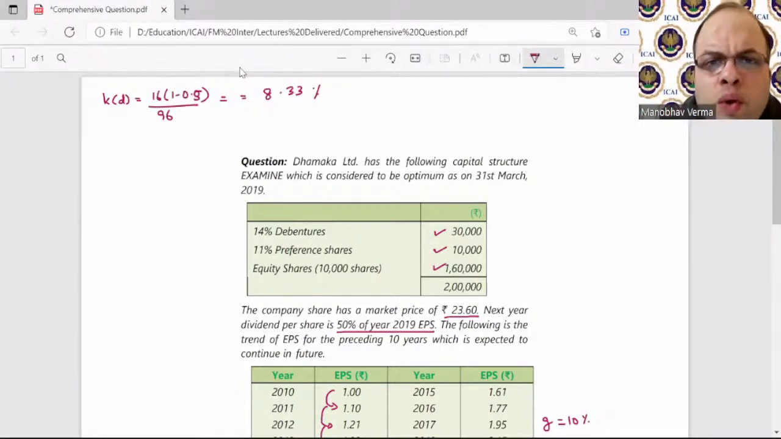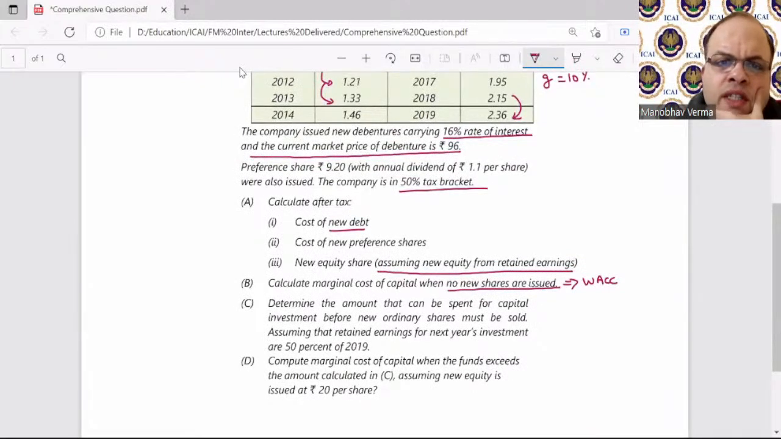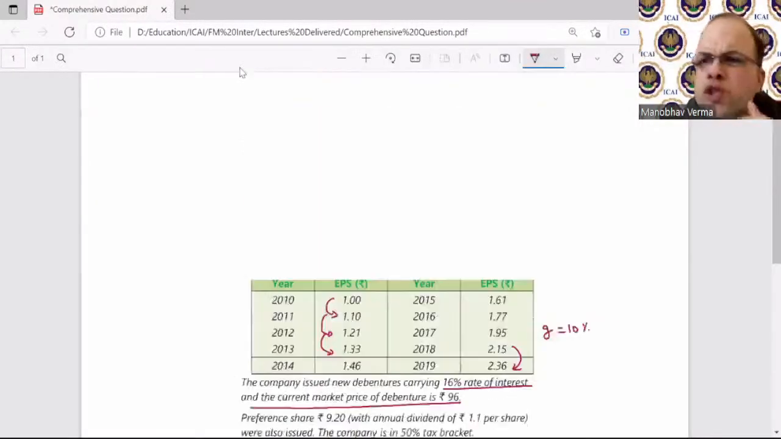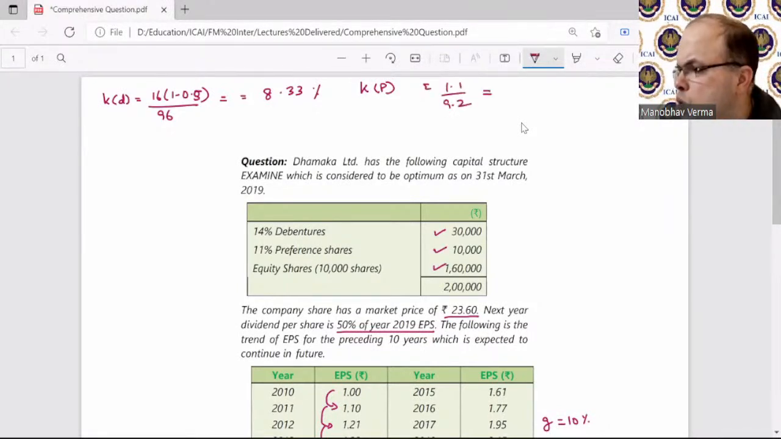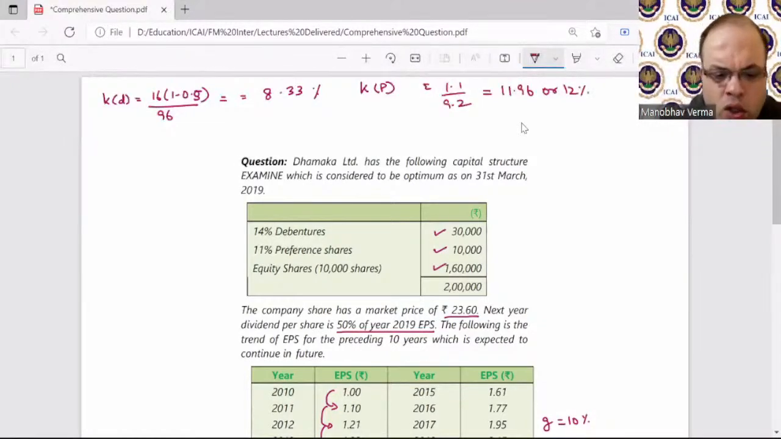Now let's quickly move on to KP, cost of preference shares. New preference shares. I think that is pretty simple. Preference share rupees 9.2 with an annual dividend of 1.1 were also issued. What do we do then for preference shares? There is no tax shield, right? There is no tax shield. So for the cost of preference, we're talking about 1.1 upon 9.2. What's that? So it's like 11.96% or probably 12%, we can say, whatever. Cost of preference shares.